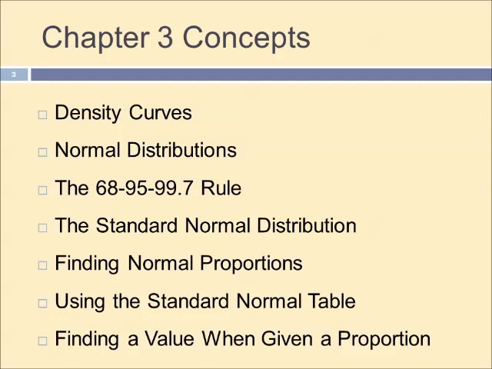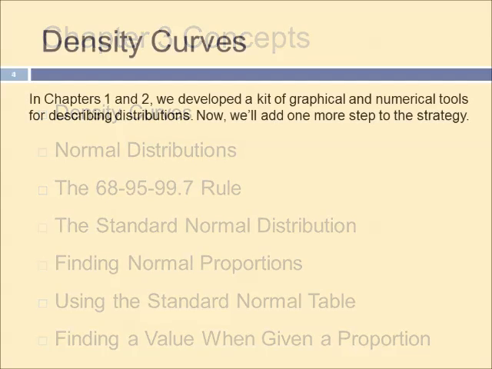This is the beginning of what we'll discover in Chapter 3 about density curves, and in particular, normal distributions, which are widely used in statistics. We'll discuss the 68-95-99.7 rule, the standard normal distribution, finding normal proportions using the standard normal table, and finding a value when given a proportion.